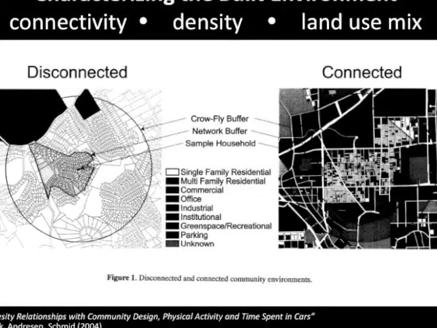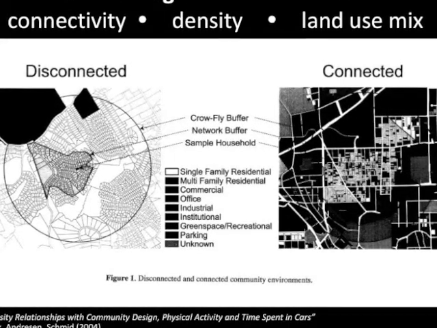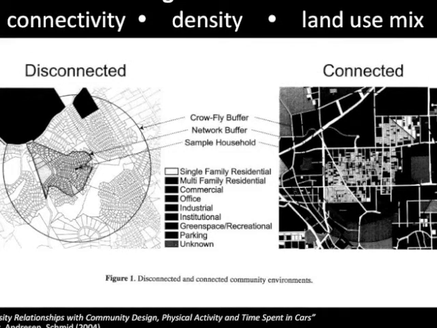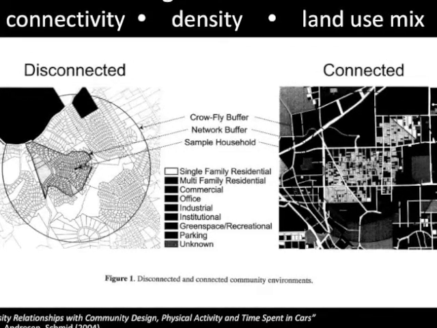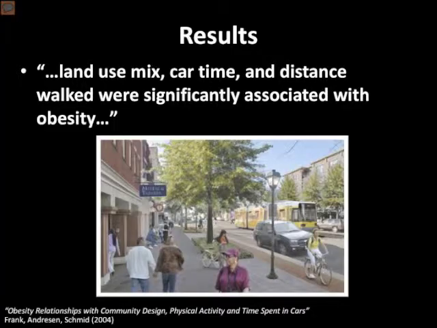And then they also used GIS to come up with the net residential density number, which is the number of persons per residential acre, and then also land use mix, which I talked about, that continuum from 0 to 1. So basically, after looking at these relationships, they found that land use mix, car time, and distance walked were significantly associated with obesity. This is from the regression model, again, that shows the estimation of how likely it is that you would be obese if you lived in one of these areas.